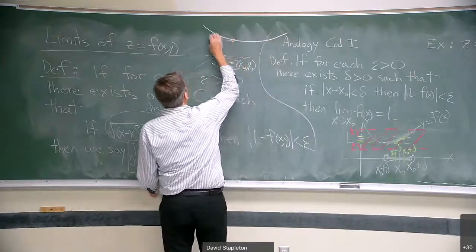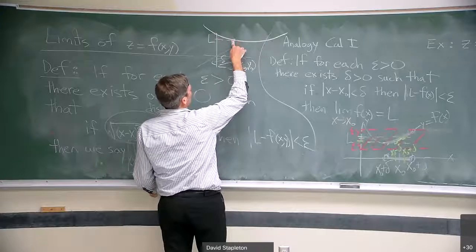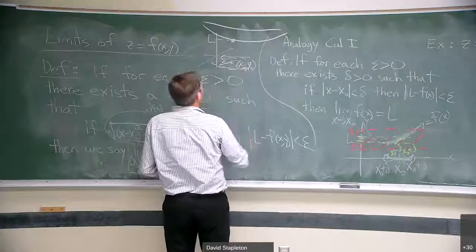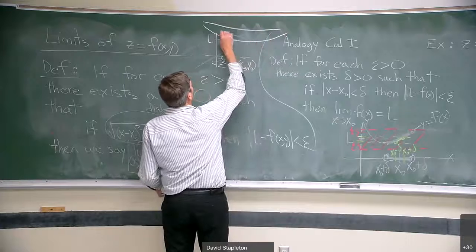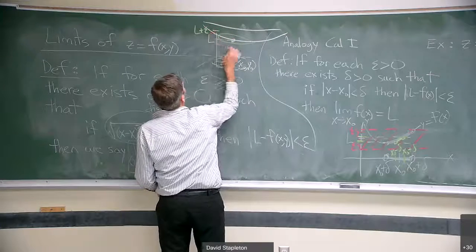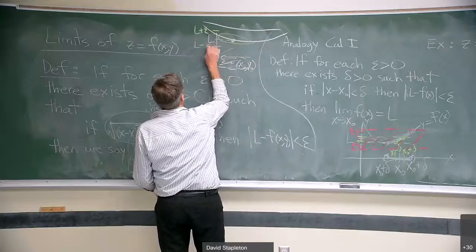And maybe this is my proposed limit L. It looks like it's getting closer and closer to that number. And if I take the portion of the surface up here over my disk, it'll be squeezed between your L plus epsilon and L minus epsilon. So will you give me an epsilon?